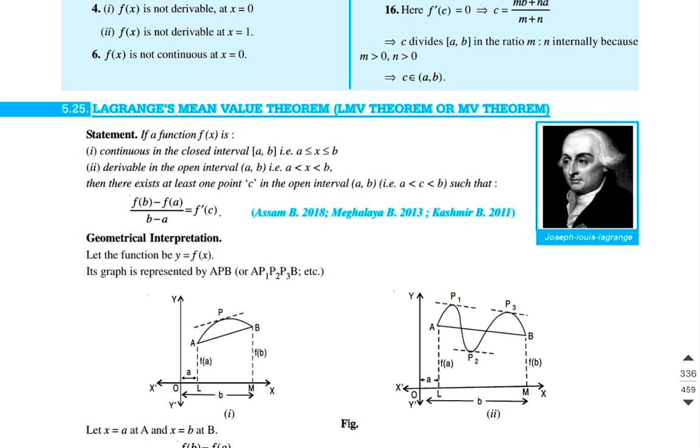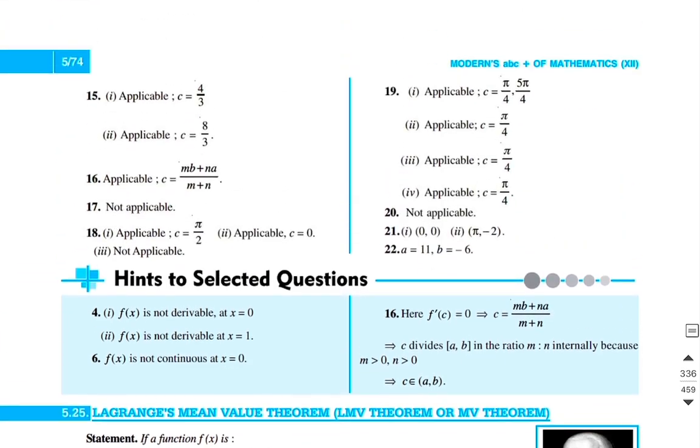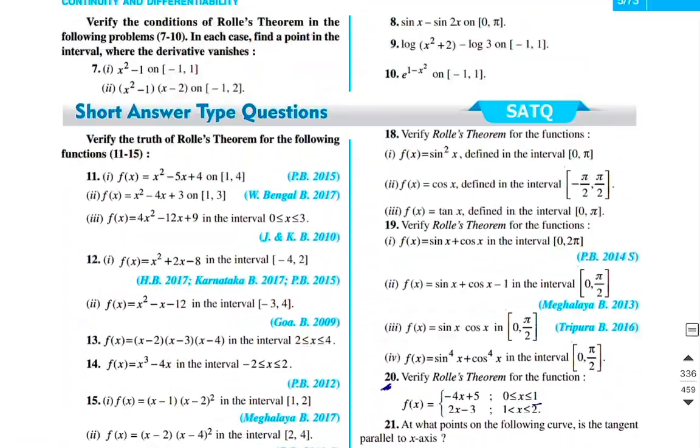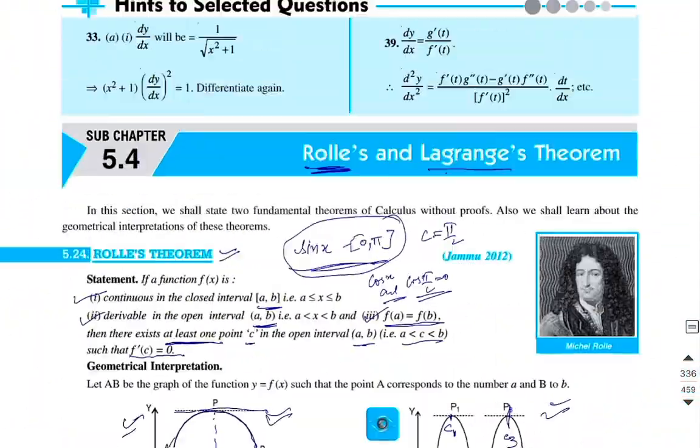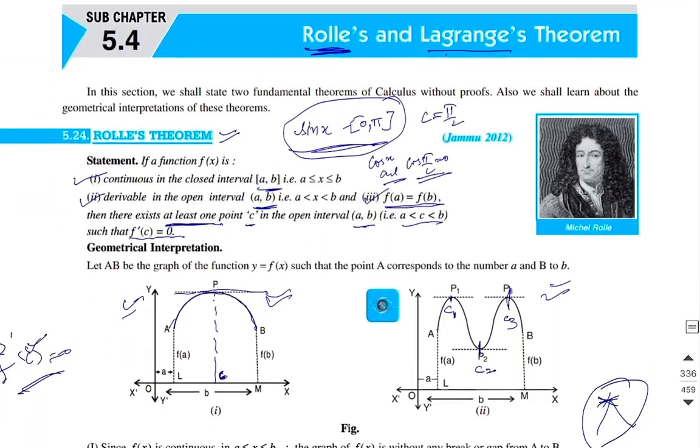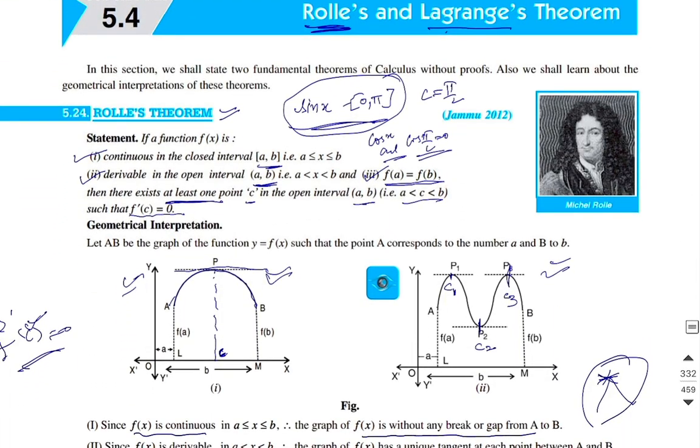Okay, students, so after Rolle's theorem, we have Lagrange mean value theorem, or you can just call it the mean value theorem. So, what were the conditions in Rolle's theorem? Let's see once again. The function should be continuous on the closed interval and it should be differentiable in the open interval (a, b). And the third condition was f(a) equals f(b). So these three conditions were there.